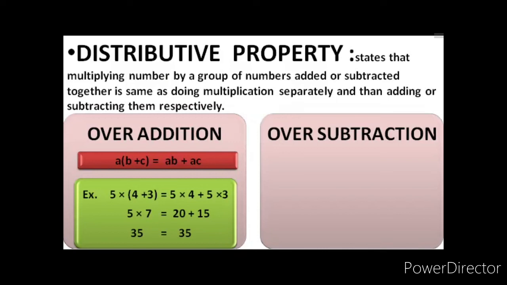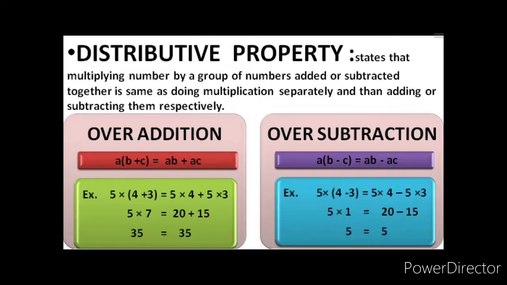Again, the distributive property of multiplication over subtraction is a × (b − c) = ab − ac. Look at this example. Here, 5 × (4 − 3) is 5. Also, 5 × 4 − 5 × 3 is 5. Thus, the distributive property of multiplication over subtraction is also proved.